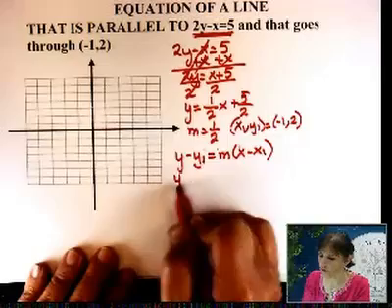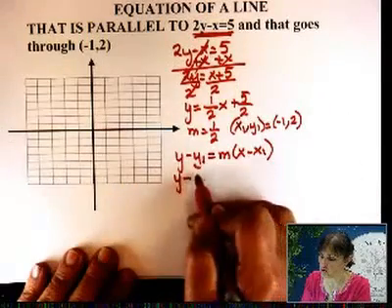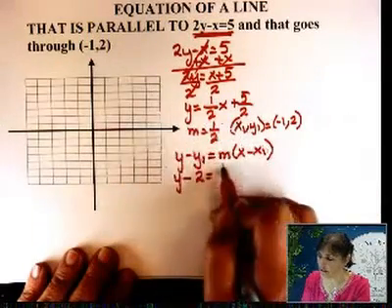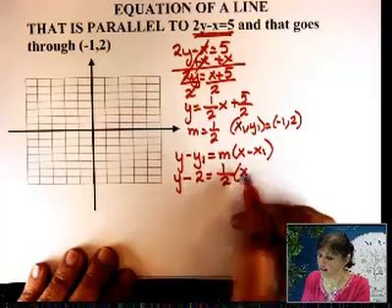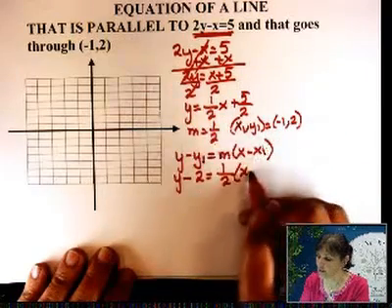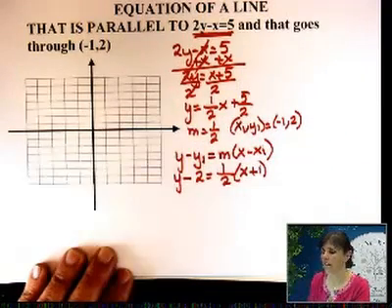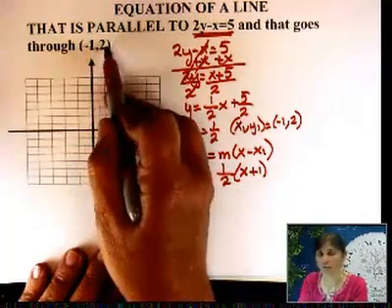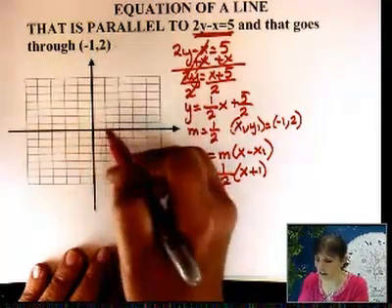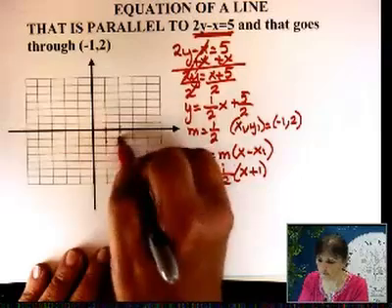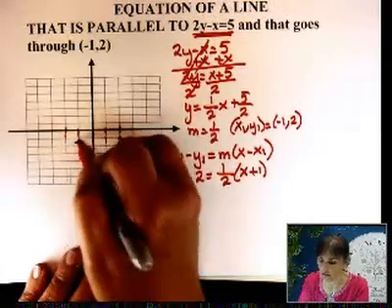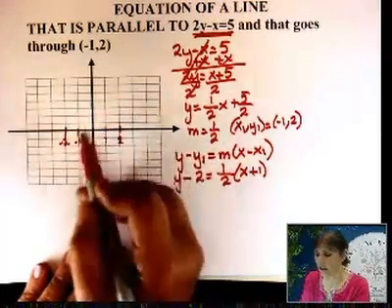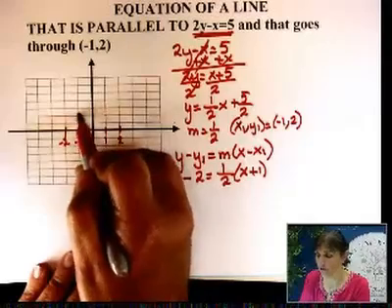Plug in. Y minus y1 is 2. M is 1/2. X minus minus, that will give me a plus. Let's draw it. It is a line that has to go through -1, 2. -1, 2. Here it is.